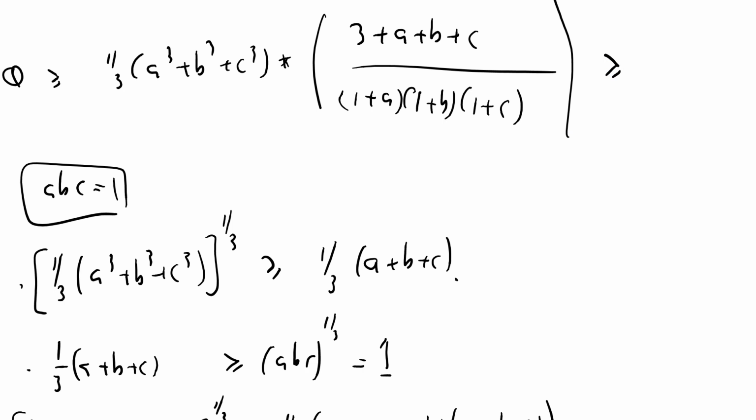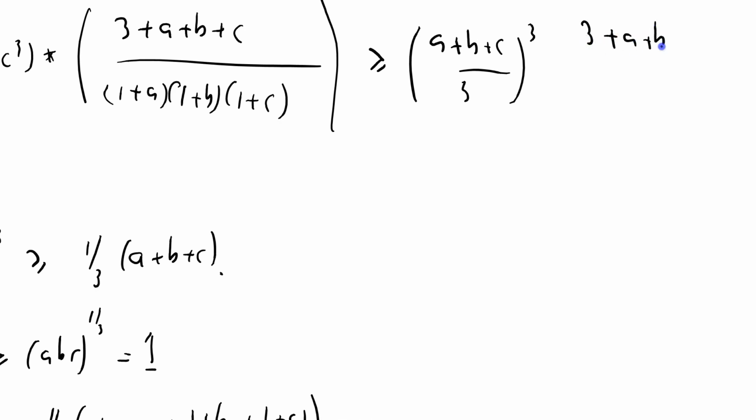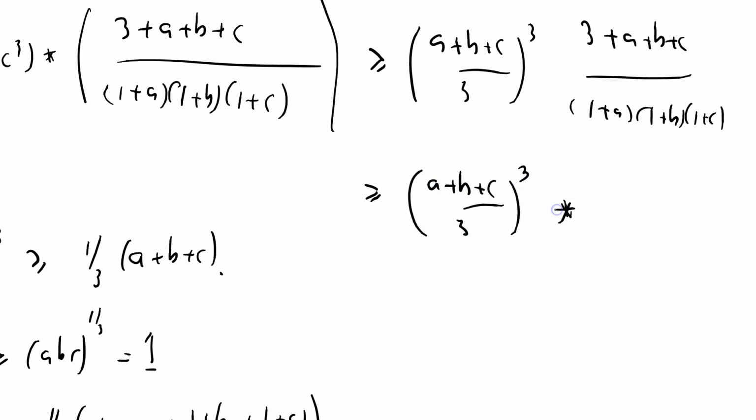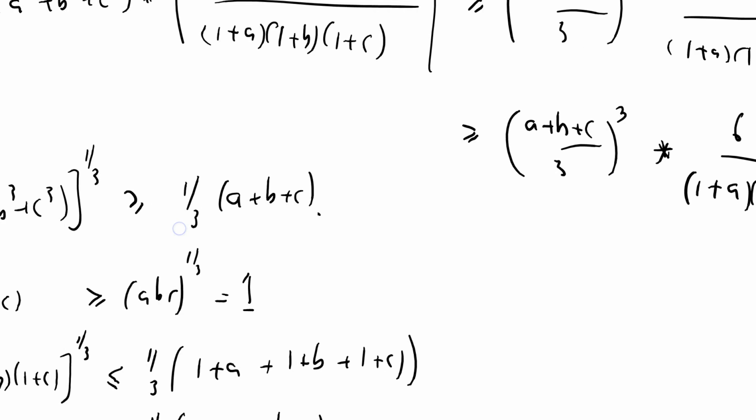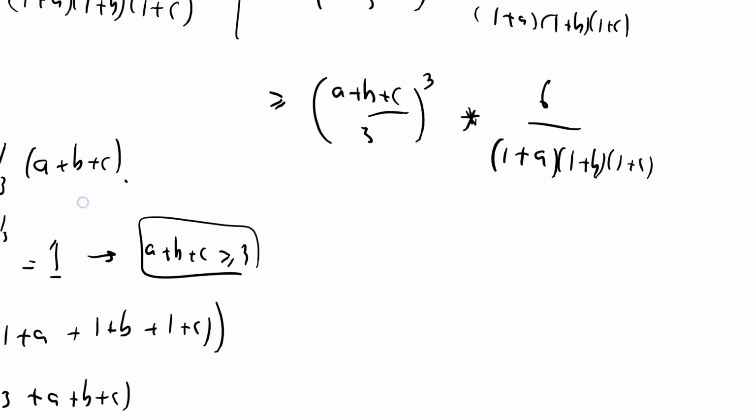So that's going to be greater than or equal to, using the first one, (a plus b plus c over 3) cubed times 3 plus a plus b plus c over (1 plus a)(1 plus b)(1 plus c). See how I'm not scared to write it out every single step, because it's quite easy to get confused. That's (a plus b plus c over 3) cubed times 6 over (1 plus a)(1 plus b)(1 plus c). Why 6? Because it's 3 plus a plus b plus c, and we know from here that a third of a plus b plus c is greater than or equal to 1, so a plus b plus c is greater than or equal to 3, and I'm using that there.